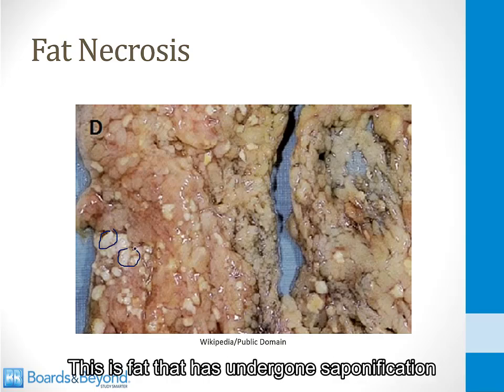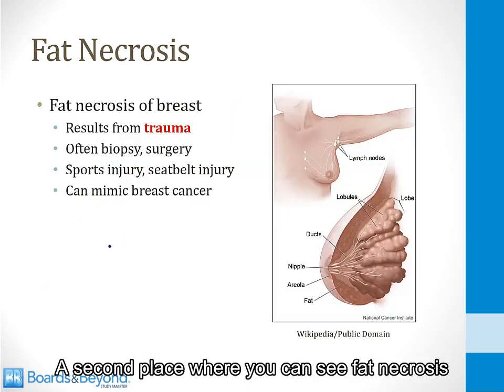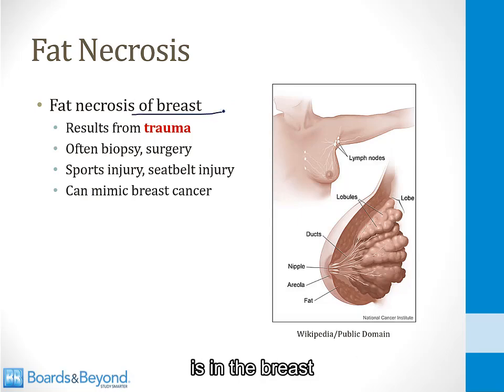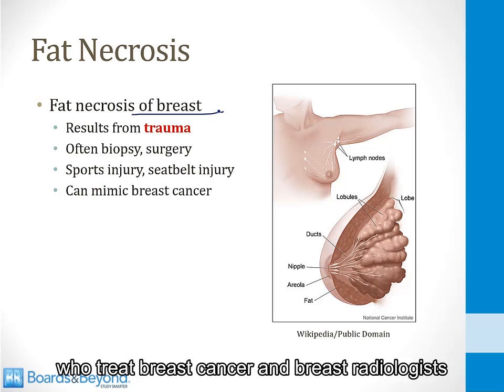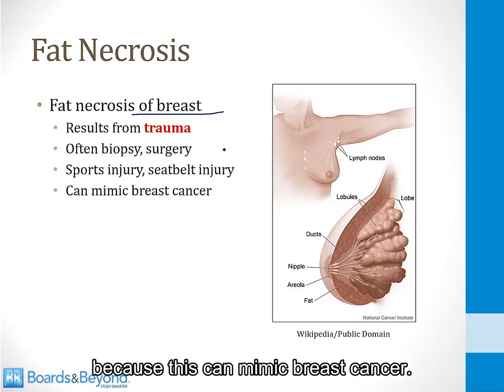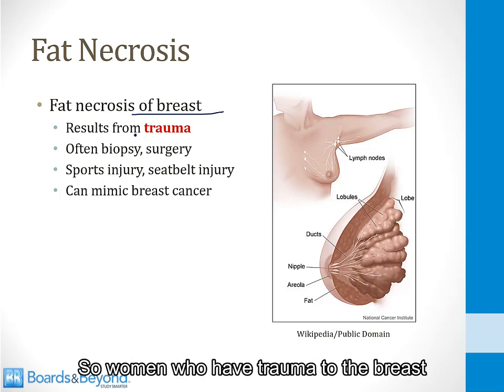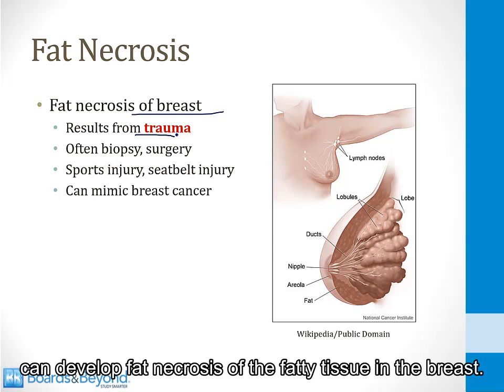This is fat that has undergone saponification with calcium and undergone fat necrosis. A second place where you can see fat necrosis is in the breast, and this is a big problem for doctors who treat breast cancer and breast radiologists because this can mimic breast cancer. So women who have trauma to the breast can develop fat necrosis of the fatty tissue in the breast.